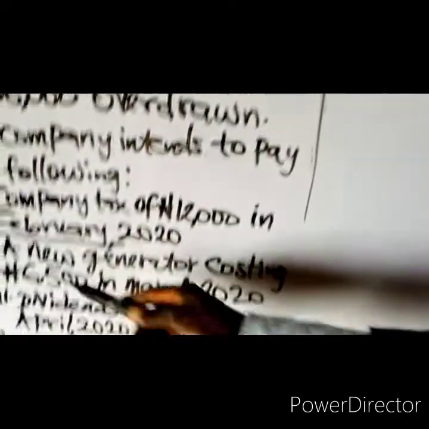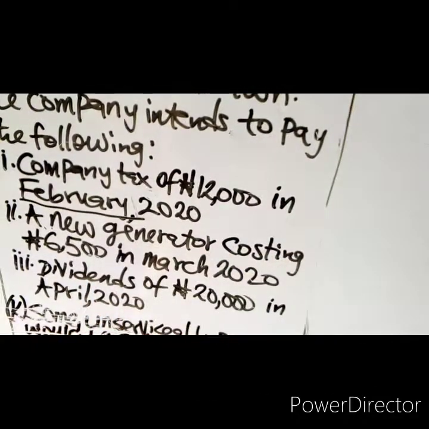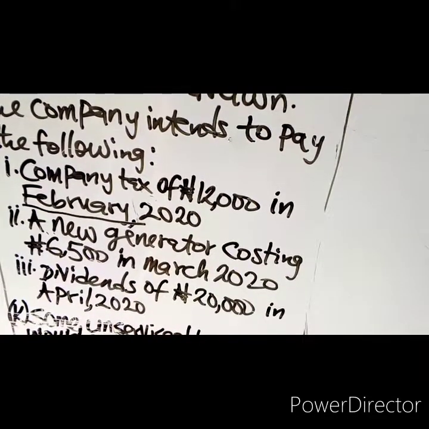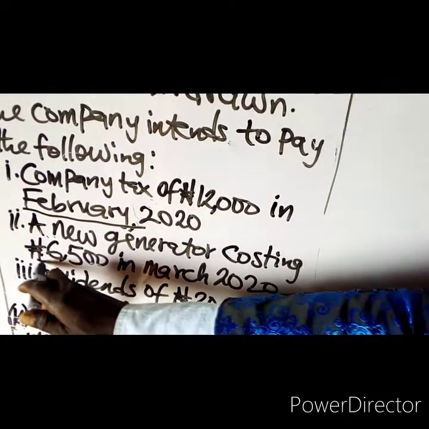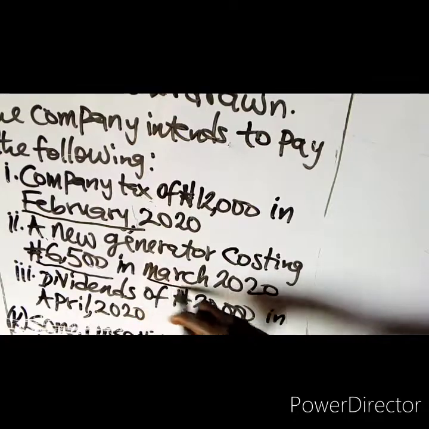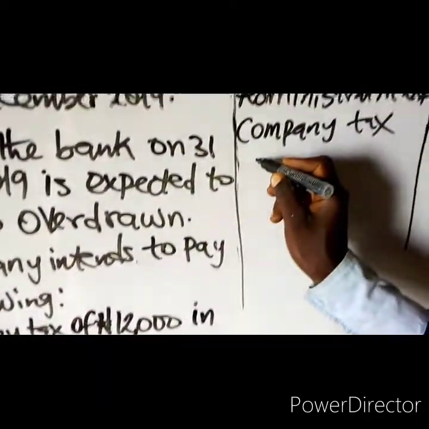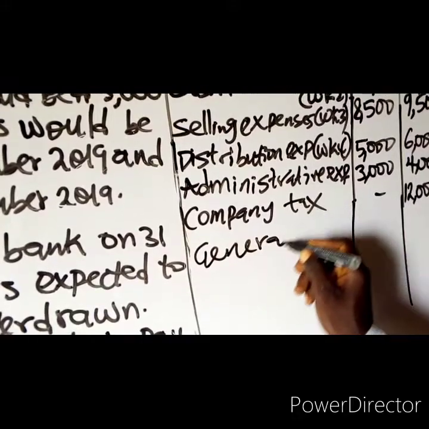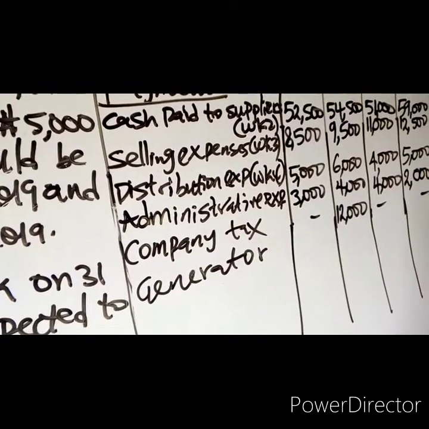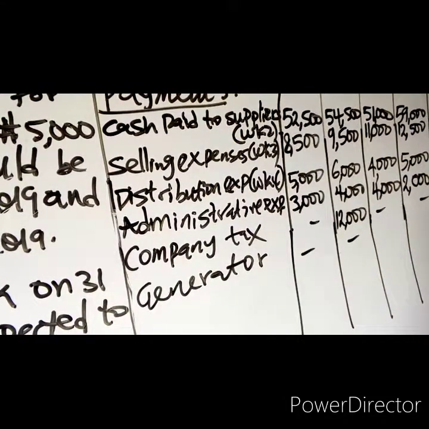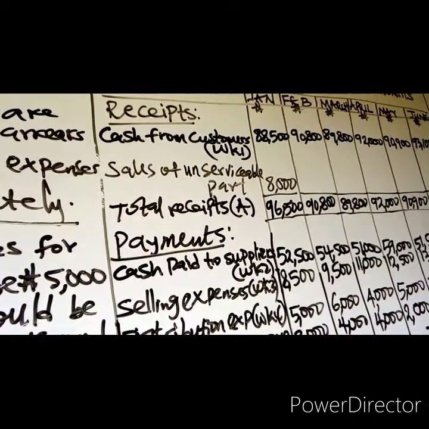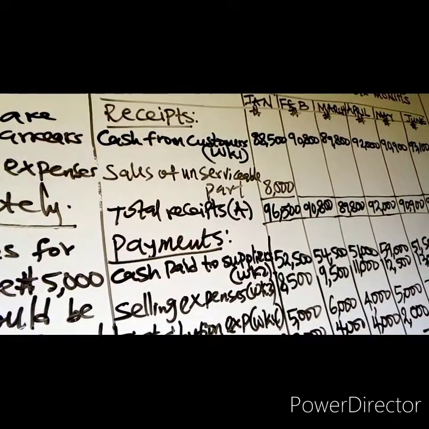Then note J2. A new generator costing 6,500 in March 2020. So the generator costing 6,500 will be paid for in March 2020. So we have generator, and it costs 6,500. That is in March. So you put it under March 2020, 6,500.